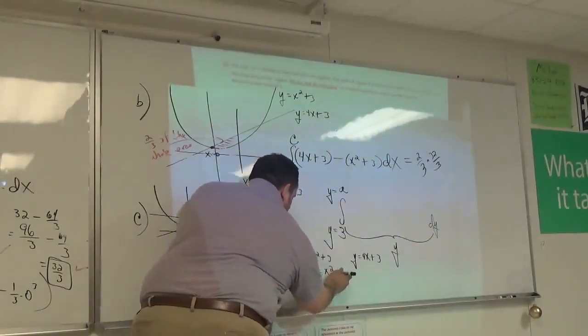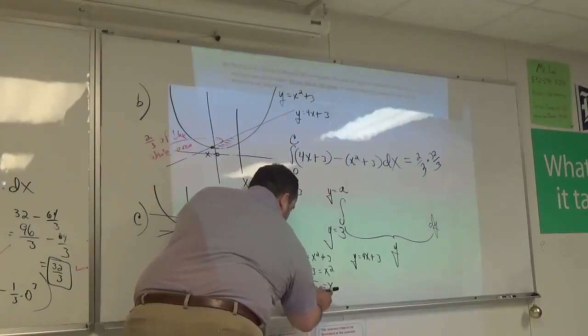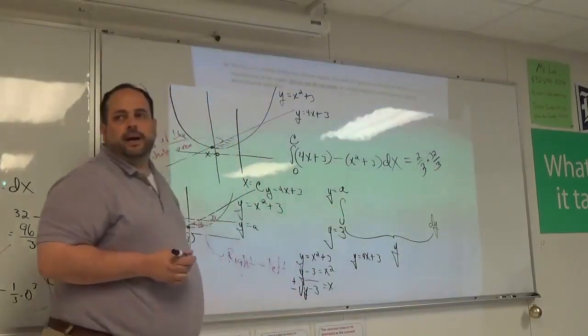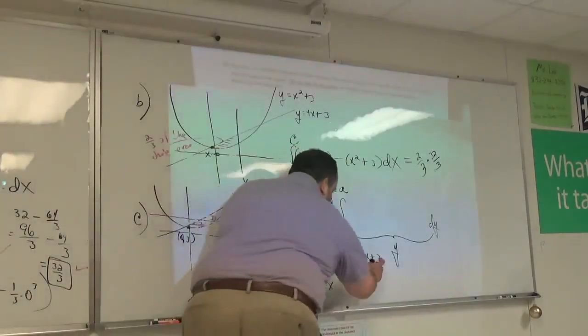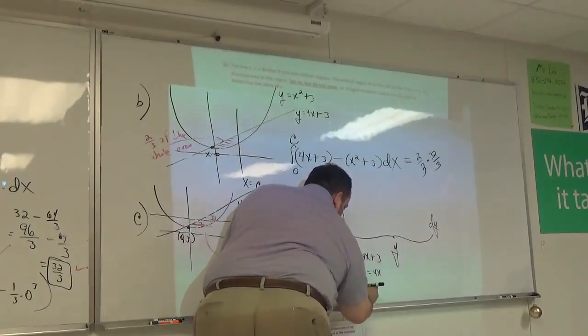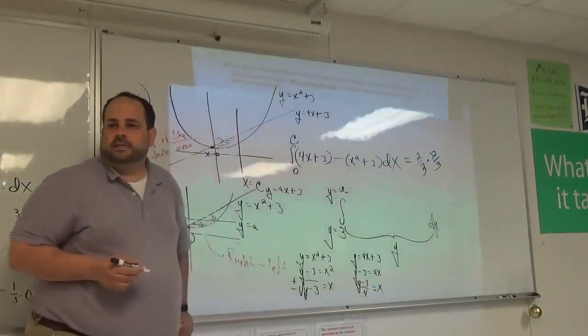y minus 3 equals x squared. My next move is going to be, we're going to take the square root. So x is plus or minus the square root of y minus 3. Over here, instead of y equals 4x plus 3, y minus 3 equals 4x. So y minus 3 divided by 4 is equal to x.